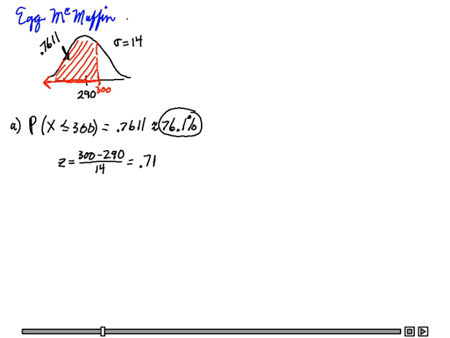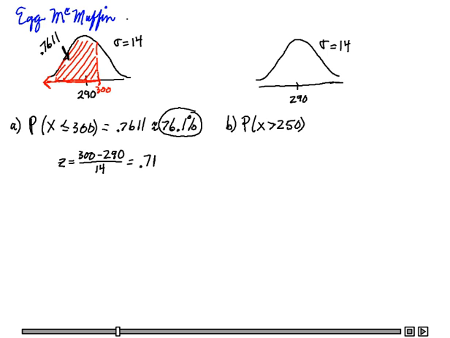Okay, for B. B is more than 250. I'm going to go ahead and draw the distribution again. More than 250. Well, let's see. Probability that X is, it says more than 250. Now 250 is to the left of 290, and the standard deviation is 14. So that's almost 3 standard deviations to the left.